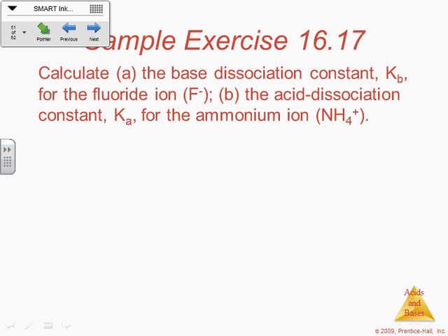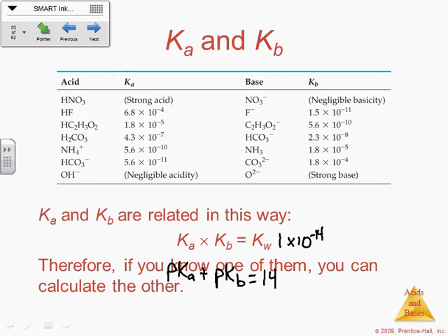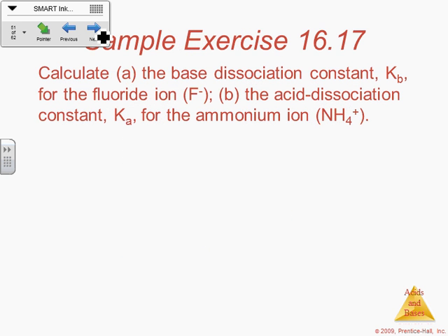So the example they have in the book for this one says: calculate the base dissociation constant for the fluoride ion and the acid dissociation constant for the ammonium ion. Now the reason they're asking for this is because they've given you the, well, let me just point this out. In the book, this is the value they actually give you, okay? So what they want you to do is to work out what's the Kb, all right? And it's easy once you know the Ka.